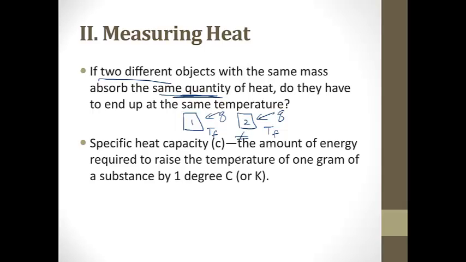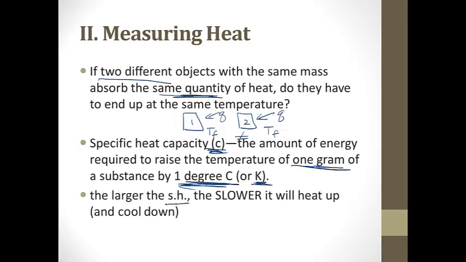Okay, simple. There is something called the specific heat capacity of an object. Okay, and this is the amount of energy required to raise the temperature of 1 gram of that substance by 1 degree Celsius, okay, or by 1 degree Kelvin, because the increments are exactly the same. Okay, now, if something has a large specific heat, it's going to heat up slower. Okay, why? If the object has a large specific heat, that means it requires more energy for it to heat up. Okay, so more heat has to go in before the temperature will increase by 1 degree Celsius or Kelvin.